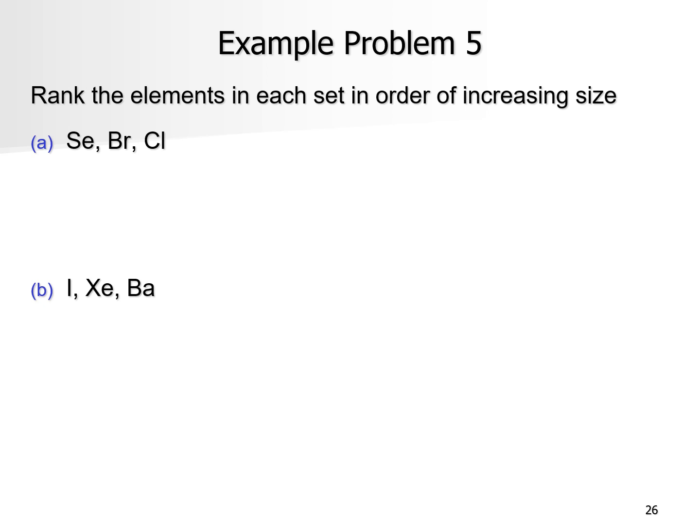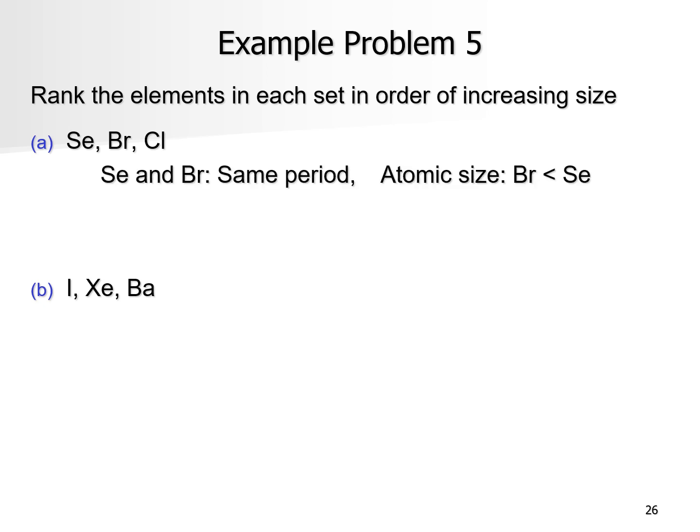So the first question is, we try to rank selenium, bromine, and chlorine. As we check out these three elements using the periodic table, of course, I do not have a periodic table in this lecture, and I just want you to have the periodic table by you so you can see and find out that the selenium and the bromine, they are in the same period.